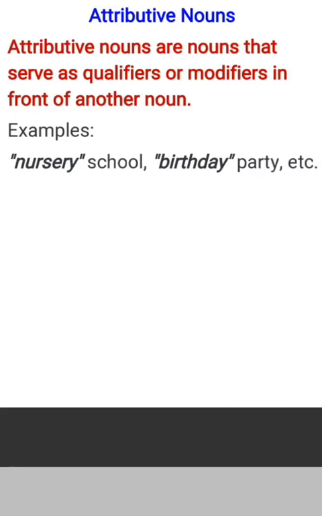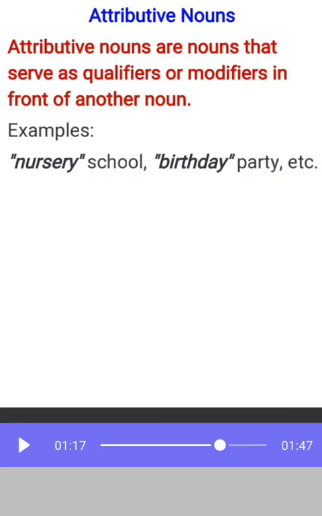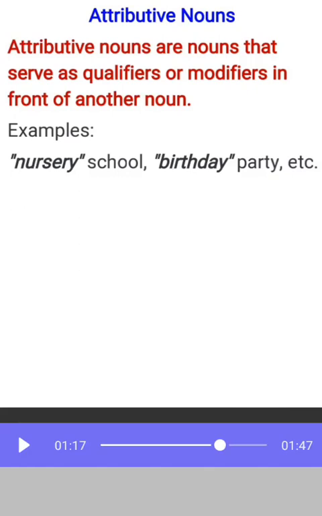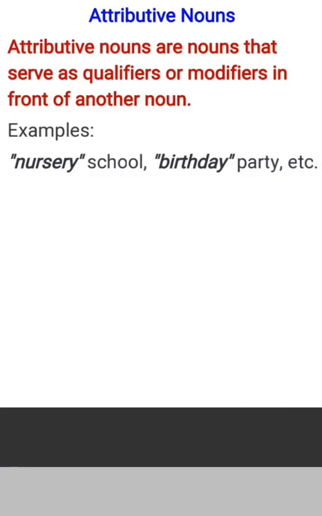We have nursery school. Ordinarily, school is a noun. School is a noun as academic institution, name of an academic institution. Nursery is also a noun, a cadre of school, a level of school, a noun of its own. So when you now place nursery behind school, it will be qualifying the school, it will be describing the school, it's acting as an adjective to school. And so that nursery, a noun of its own, helping to describe another noun, school, is called attributive noun.